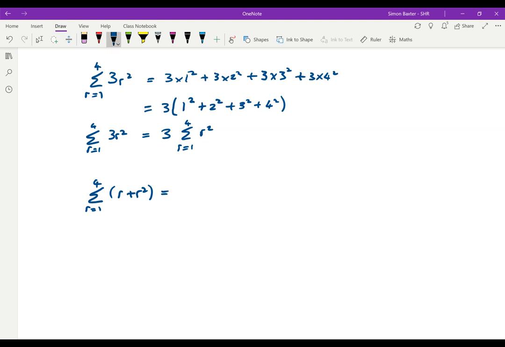What is this equal to? Put r equal to 1, 1 plus 1 squared. Put r equal to 2, so plus, 2 plus 2 squared. Plus, because of the sigma, r equal to 3, 3 plus 3 squared. Plus, r equal to 4, 4 plus 4 squared. Well, we're used to playing around with numbers. Let's just reorganize these.